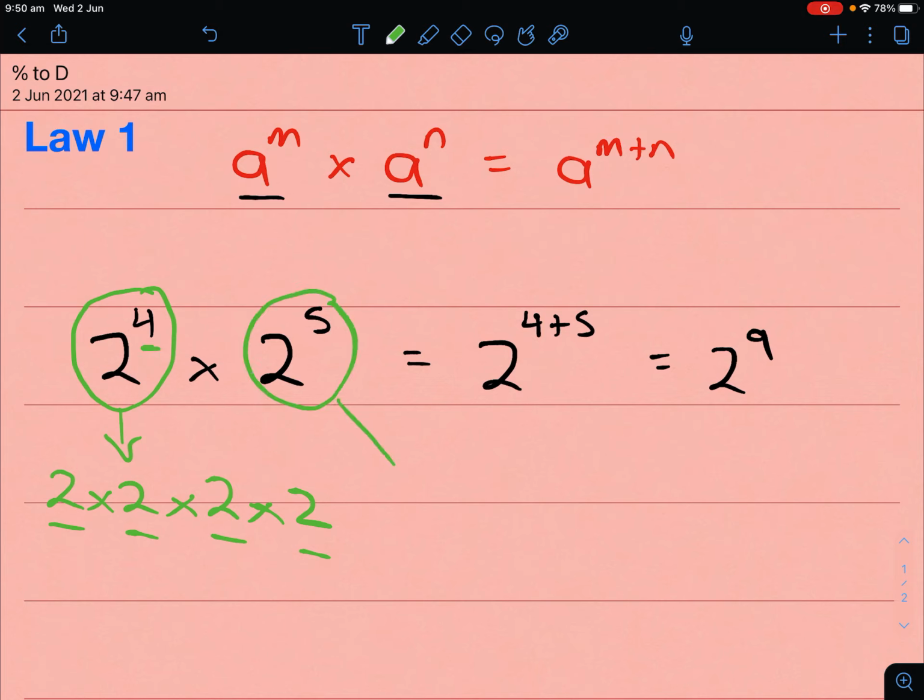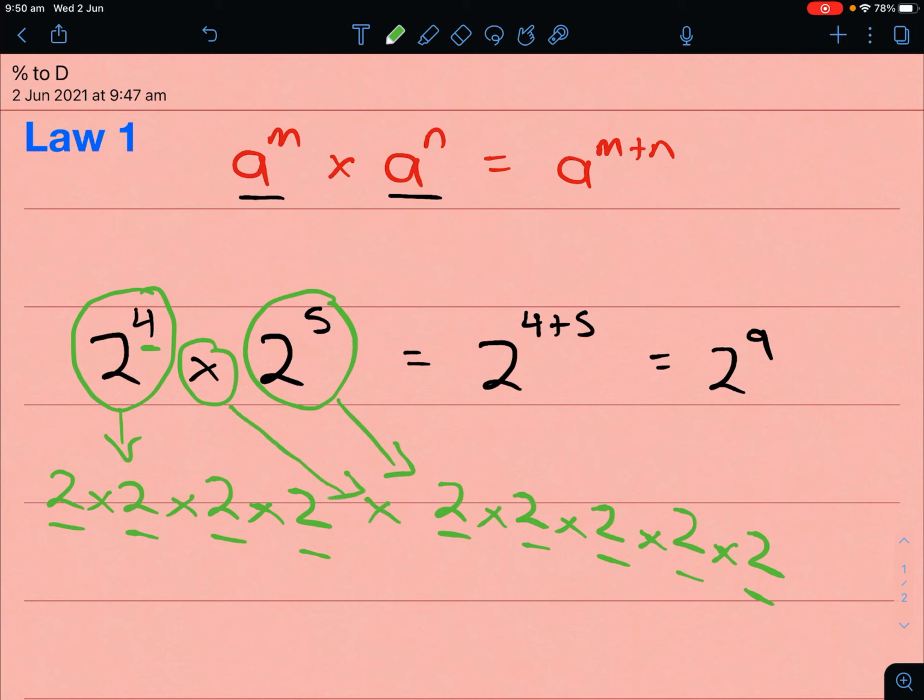2 to the 5 would be 2 times 2 times 2 times 2 times 2. So we've got 5 2's all lined up there together. So when we're multiplying these two sets of numbers together, there's our multiply sign in the middle. So we've got 4 lots of 2 lined up here, we've got 5 lots of 2 lined up here, so altogether we've got 9 lots of 2. And so that's how we get to the answer.